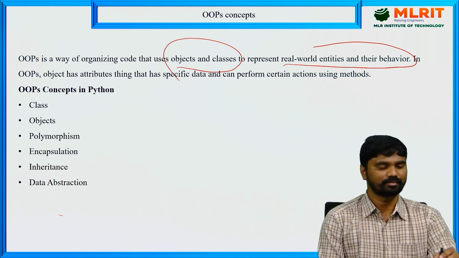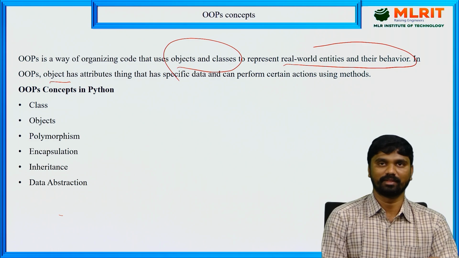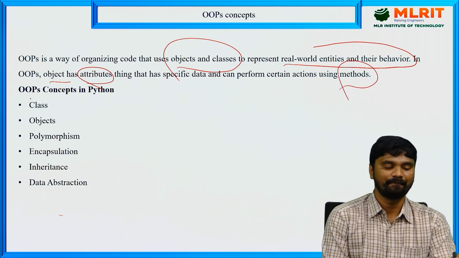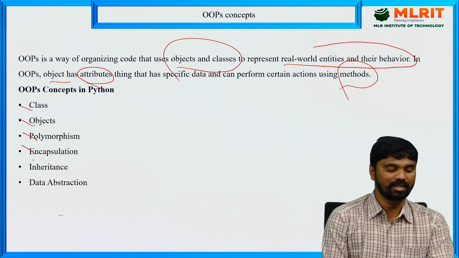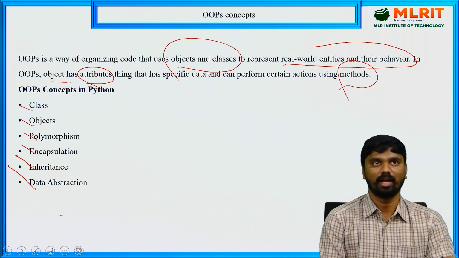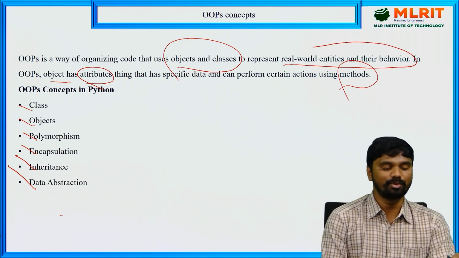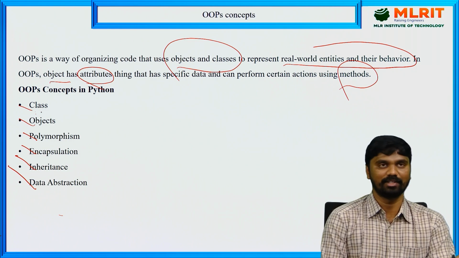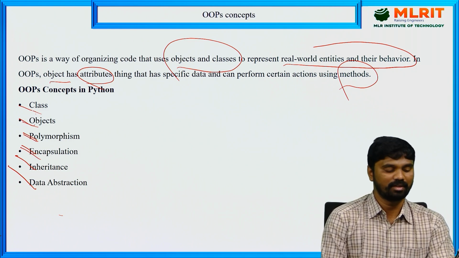Of course, these objects represent attributes as well as methods. Every object has attributes and methods. Anyway, these are the OOPS concepts: class, objects, polymorphism, encapsulation, inheritance, and data abstraction. These are the important OOPS concepts in Python, right? We'll discuss them one by one: what is a class, what is an object, what is polymorphism, what is encapsulation, what is inheritance, what is data abstraction.